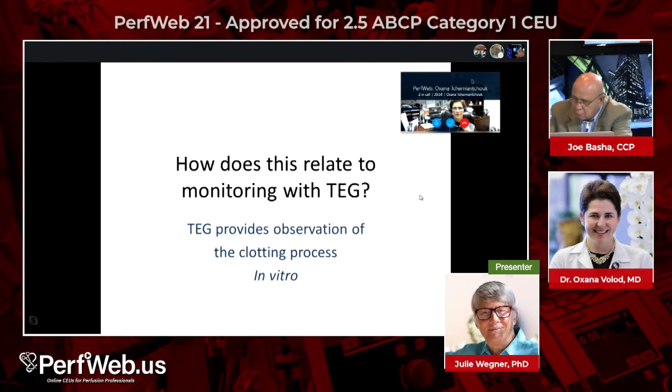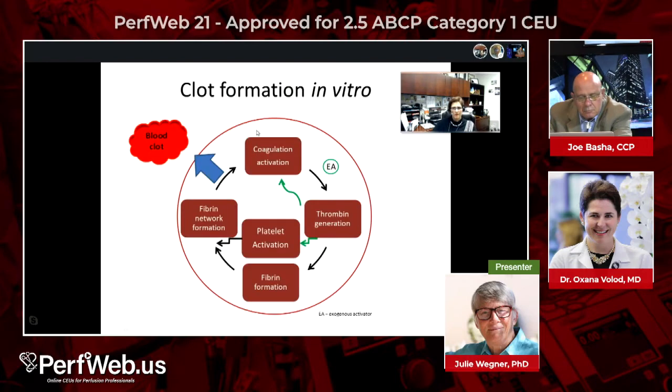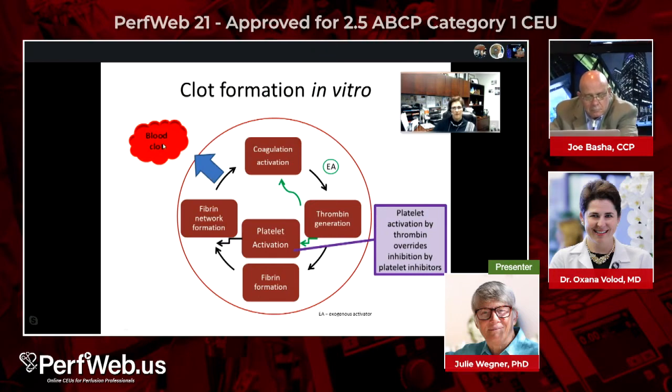All right. So how does all this relate to monitoring with TEG, and why do I even bring it up? Well, first of all, the TEG provides observation of the clotting process in vitro, of the entire clotting process. And this is just, again, a cartoon showing something slightly different of what's going on in vitro. In vitro, we activate the coagulation cascades by adding an exogenous activator, which can be tissue factor for the extrinsic pathway or kaolin for the intrinsic pathway. You get thrombin generation. Once thrombin is generated, it activates the platelets, as well as causes rapid thrombin generation via the intrinsic pathway to keep this positive feedback cycle going. And then you get fibrin formation, fibrin network formation, and finally the blood clot.